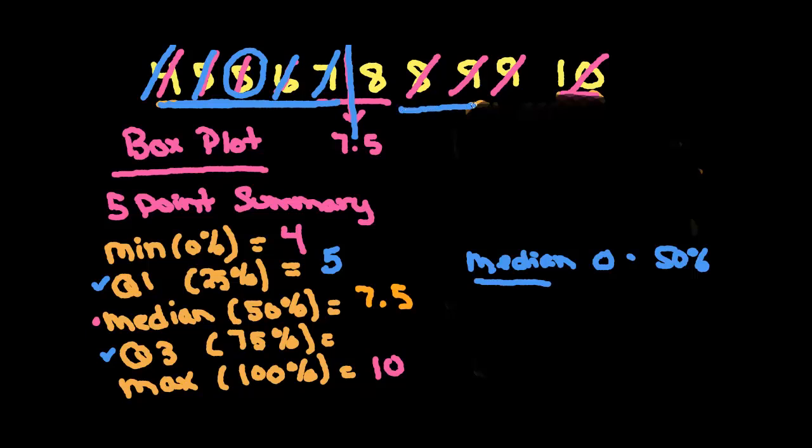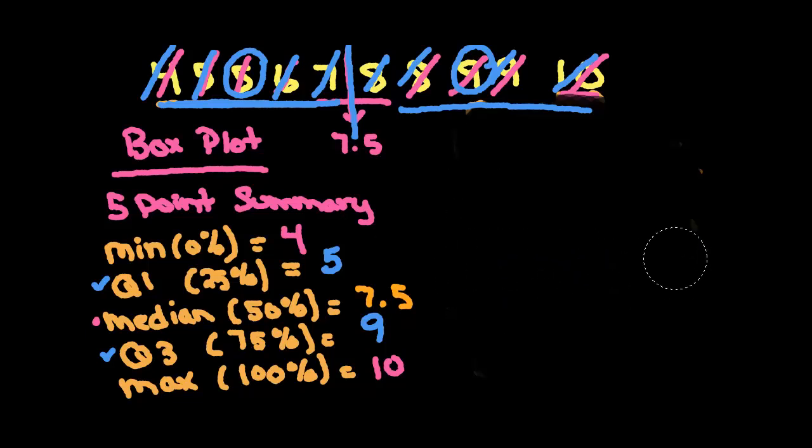Now I find the median on this side, the median of the second half. So I'm going to cross the 8 off with the 10, the second 8 off with the 9, and that leaves this 9 as the middle of the second set of numbers. So that becomes my 5-point summary.